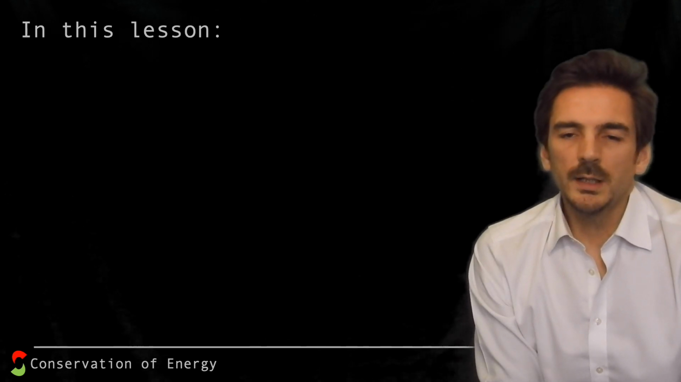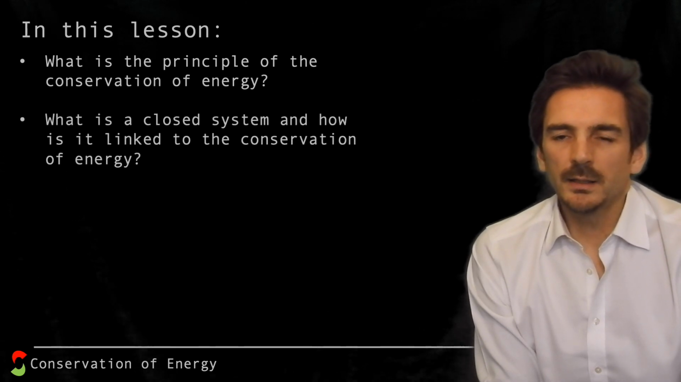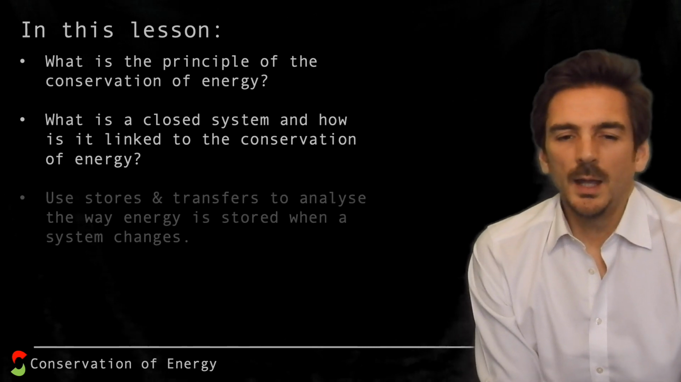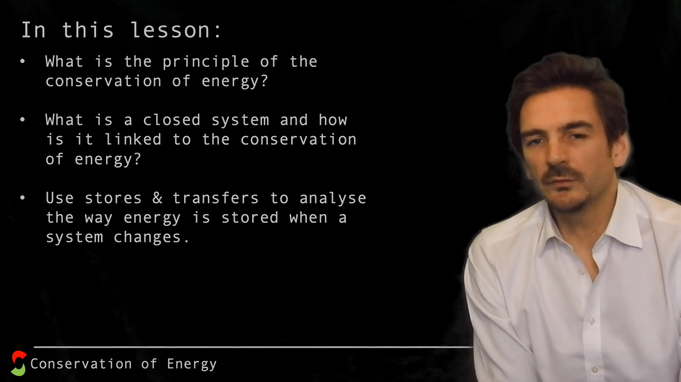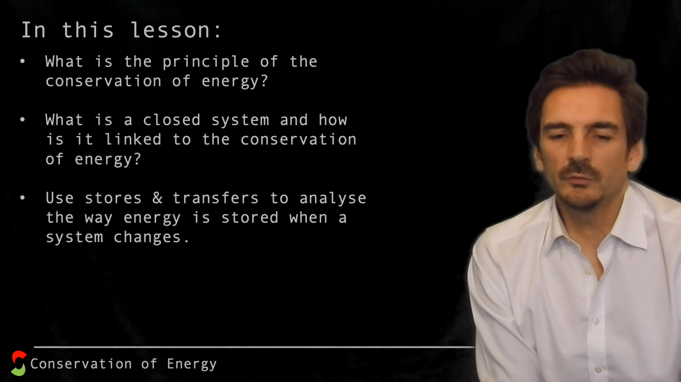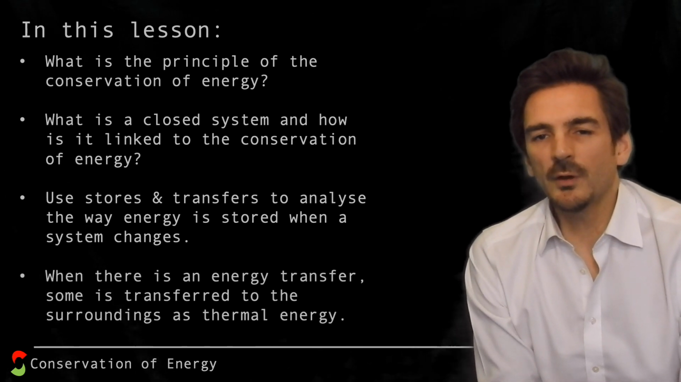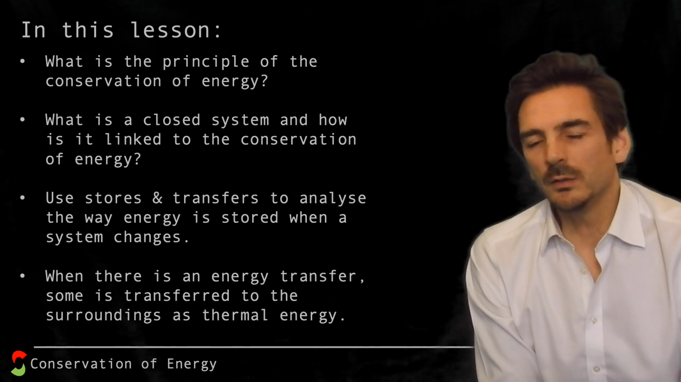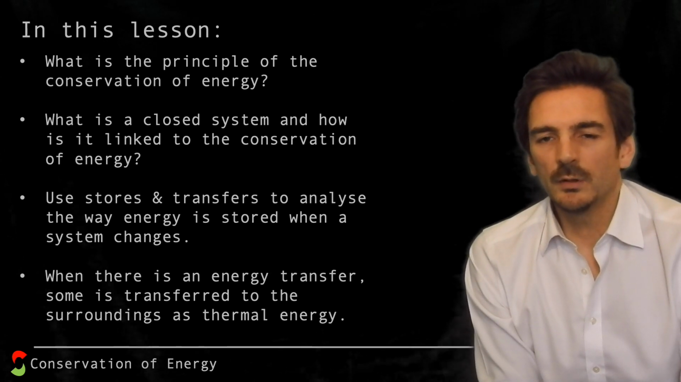In this lesson though, we'll be covering the principle of conservation of energy and how that links to something referred to as a closed system. And then we'll be looking at different changes in systems and how stores and transfers are involved in those system changes. And also that every time there is an energy transfer, some thermal energy is transferred to the surroundings, and we'll be using the word dissipated to describe that transfer of energy.